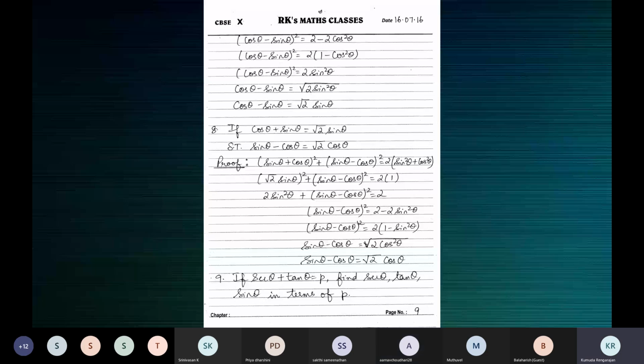Yes, ma'am. A square minus B square. So secant square theta minus tan square theta can be written as secant theta plus tan theta into secant theta minus tan theta. No. A square minus B square can be written as A plus B into A minus B. So secant square theta minus tan square theta can be written as? No. Once again, I'll work and tell. Arnav will give us the answer because he knows it.